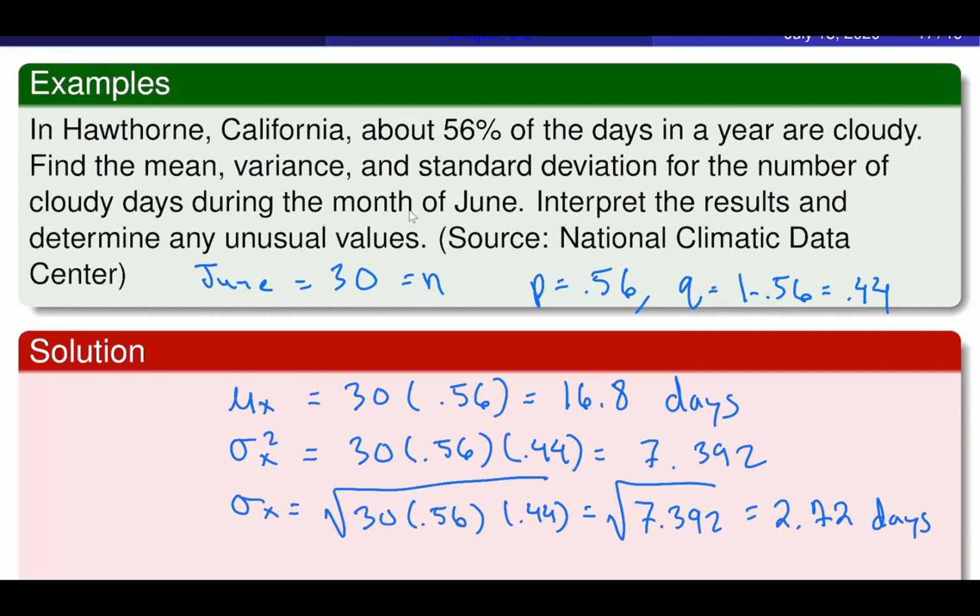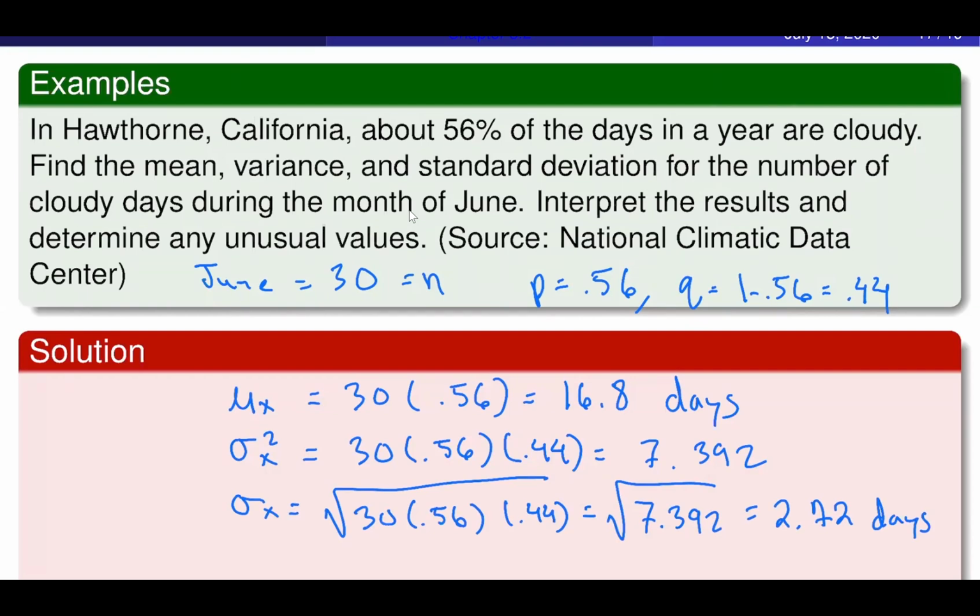All right, so that's it. The mean should be 16.8 cloudy days, and the standard deviation is telling us we're not always going to get exactly 16.8 days, because the standard deviation tells us how far off from the mean we could be. So we could be 2.72 days away from the mean. But that's it for that problem.